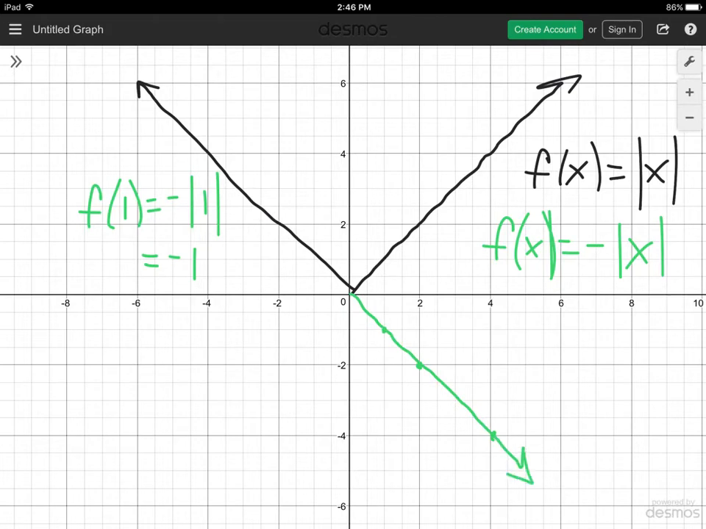And so when we want to plug in a negative number, the absolute value forces it to become positive, but the negative on the outside remains. And so then all that's happening is that it's reflecting over the x-axis. There's no way we can get any positive answers.